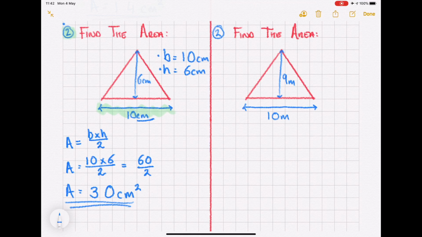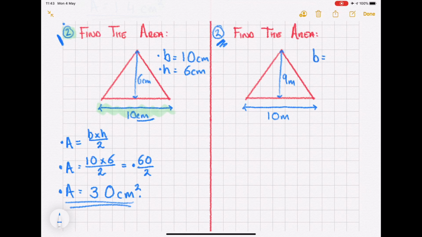Okay? So this one works exactly the same way. We find the base, we find the perpendicular height, we write out our formula, we substitute in our values for our formula, we do our top multiplication, and then we do our division and check that our units are all good. Okay, so pause the video here, copy out the working for this left-hand example, have a go at this right-hand example, and then play the video once you're done, and I'll go through the answer with you.